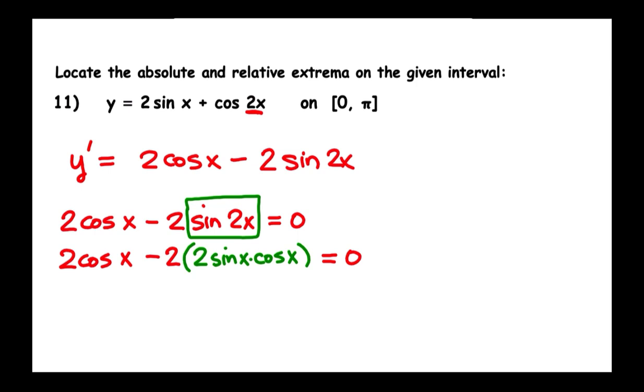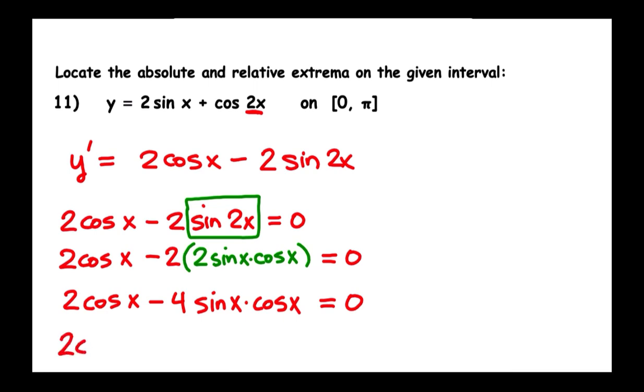That's going to turn this into 2 cos x minus 4 sine x cos x equals 0. Okay, at this point, I'm going to factor. I will factor out a 2 cosine of x from both terms. That's going to leave me with 1 minus 2 sine of x inside the parentheses, and of course, still equal to 0.